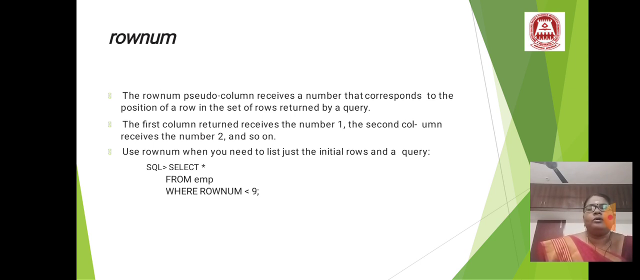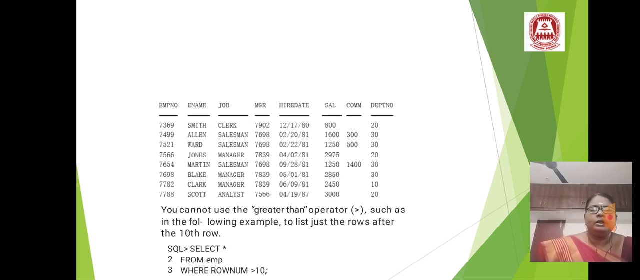Now it returns fewer than 9 rows from the employee table. Not more than 9 rows will be displayed. This is the output of this command, and you can count the number of rows it returns as a result. The result may be any number of records, but it will return only the first 8 records.